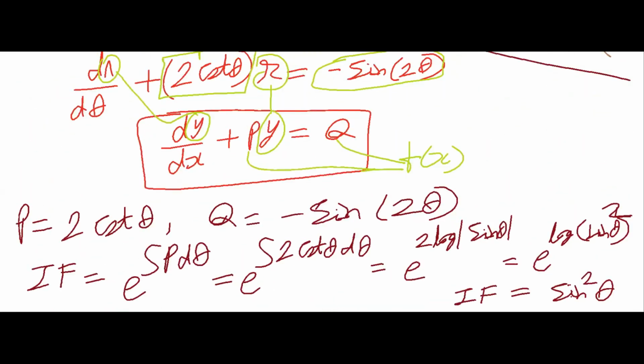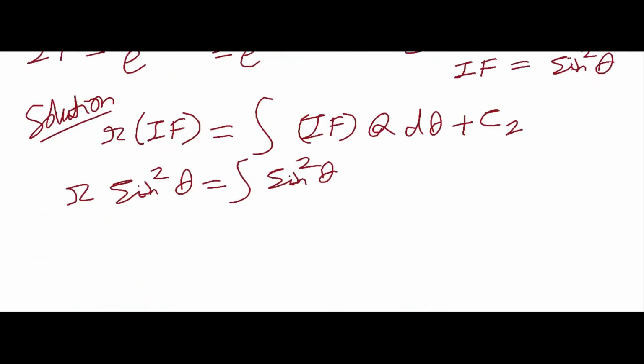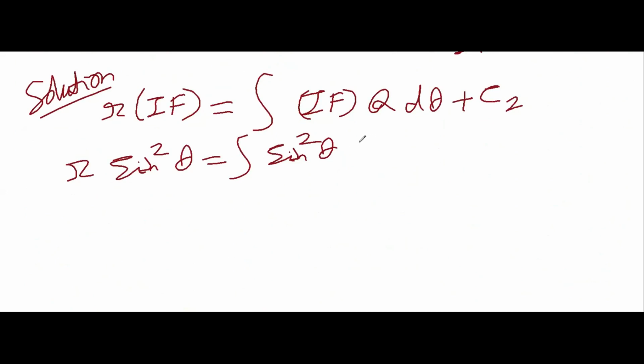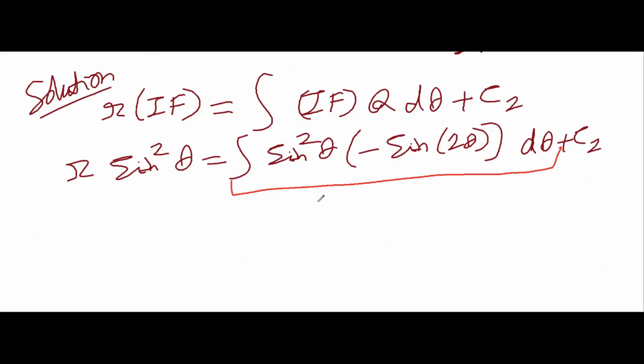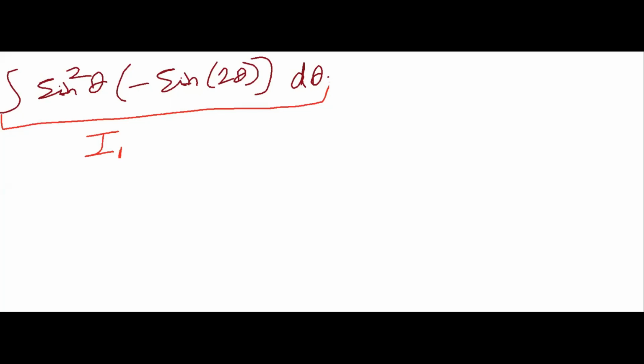My q is minus sine of 2 theta. Okay, so let me write minus sine of 2 theta. This is my q. Then d theta plus, assume this as I1 and solve it separately. So I1 I am going to solve separately. So here my I1 is what?